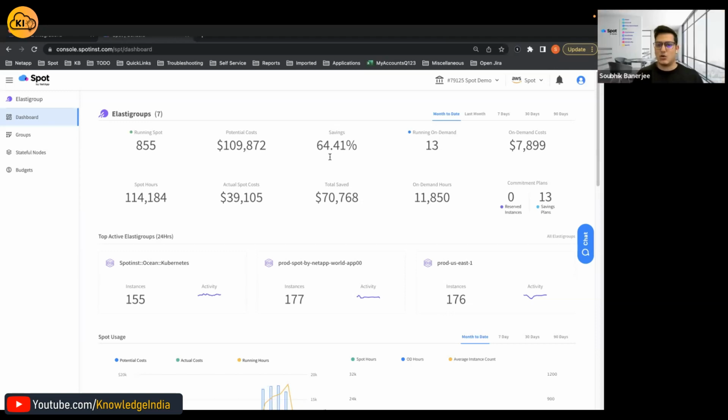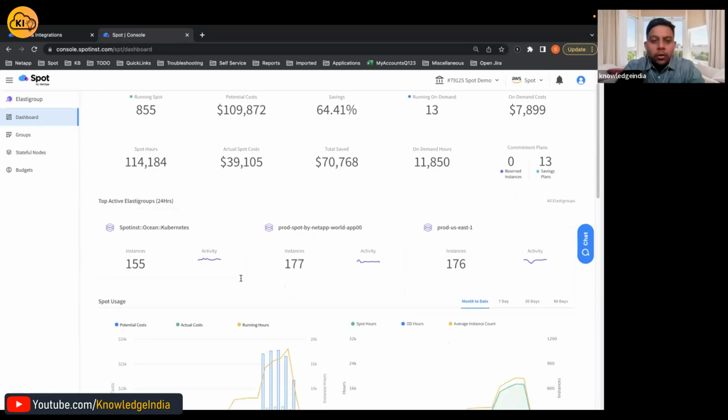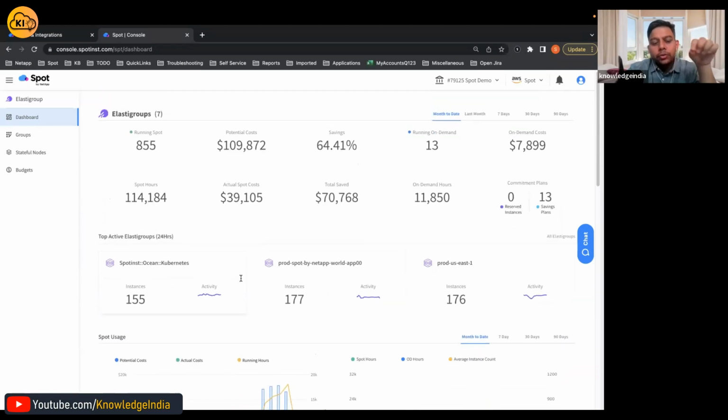Exactly, right? So yes, and basically it shows how many Spot instances are running, how many on-demand are running, how many hours Spot has been running, right? What would have been your cost if you were running on demand, and what is your actual Spot cost? So this type of information, the potential costs, actually shows that if you were to run this whole thing 100% on demand, then that would be the cost. Whereas by using Spot, the actual cost that is coming is shown under the actual Spot costs heading. That's true. Okay. Yep.